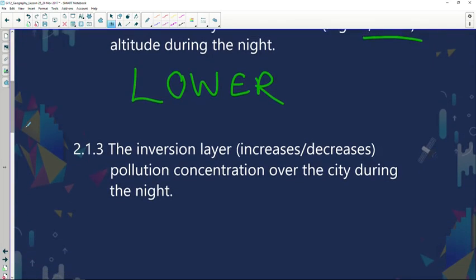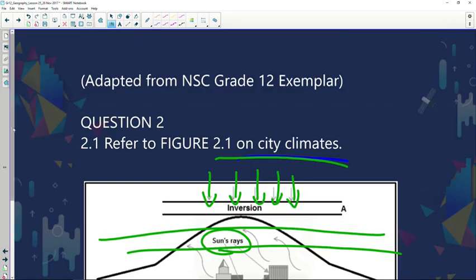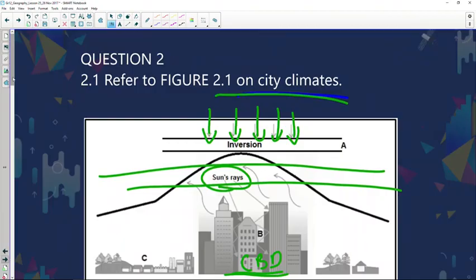The next question: the inversion layer increases or decreases pollution concentration over the city during the night. The correct answer is definitely increases, because there's a stronger subsidence taking place and the inversion layer is lower. So all that pollution created by the CBD is trapped below that inversion layer, increasing the pollution levels below the inversion layer. So the correct answer over there is increase.